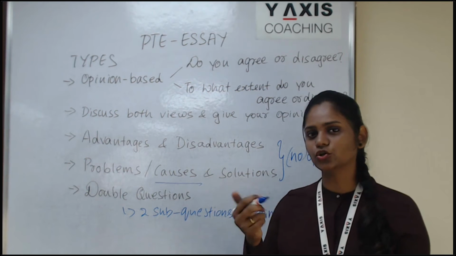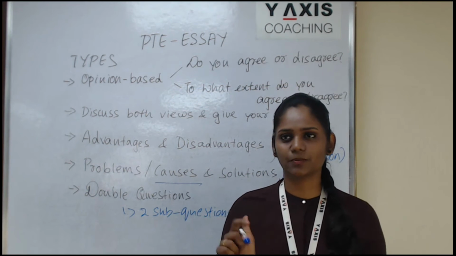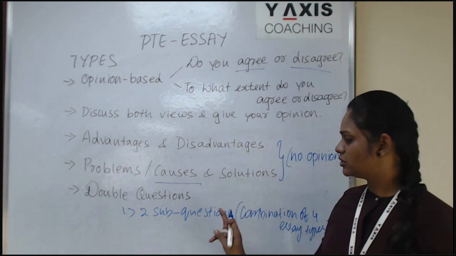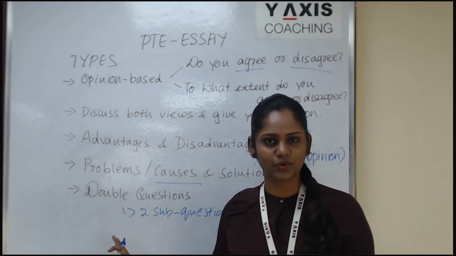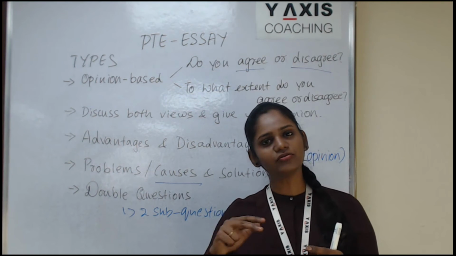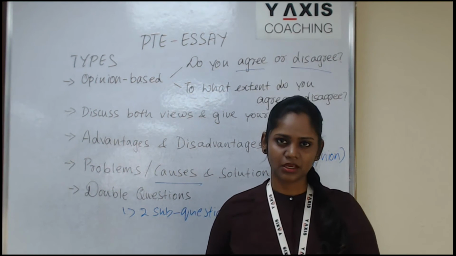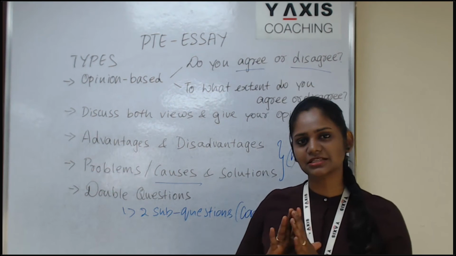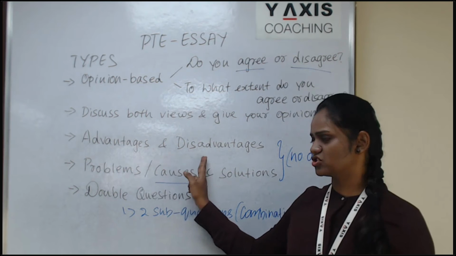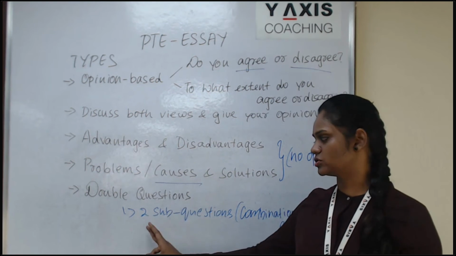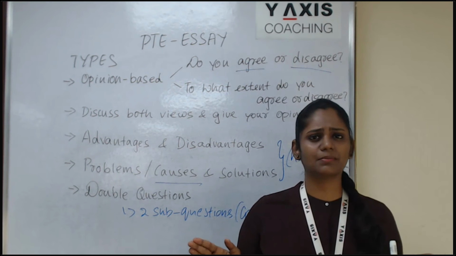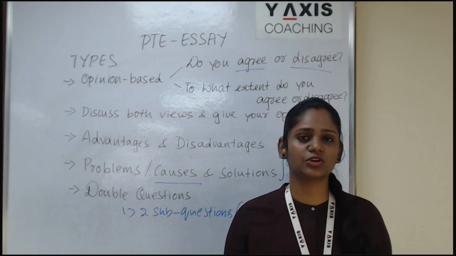The second one, do you think it is a positive or a negative development, which is nothing but agree or disagree. So the two sub questions you get in the double question essay type will just be a combination of any of the other four essay types. So you are going to discuss those two sub questions separately. You're not going to put them together, and you're not going to write one lengthy paragraph. There is a structure that you need to follow.